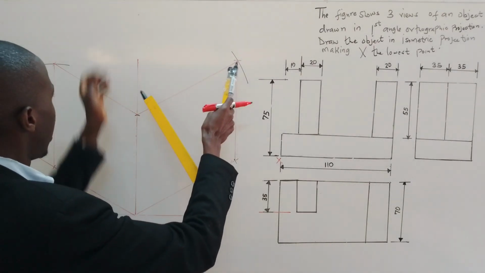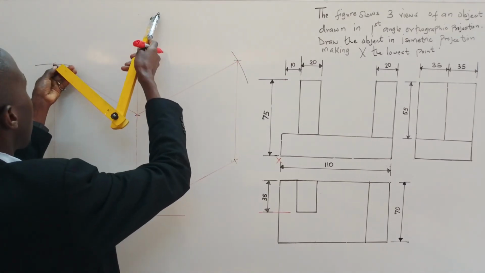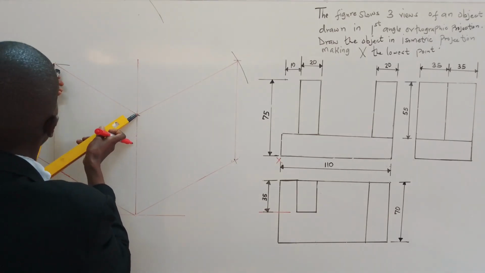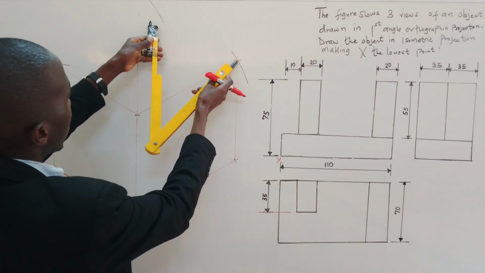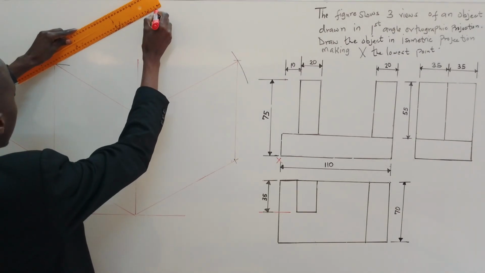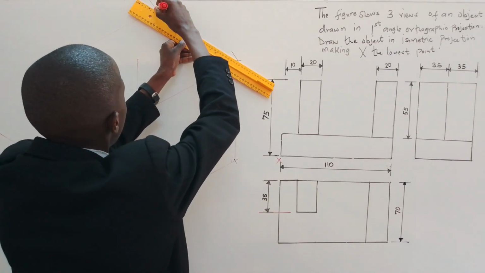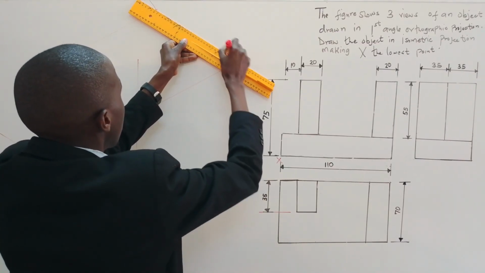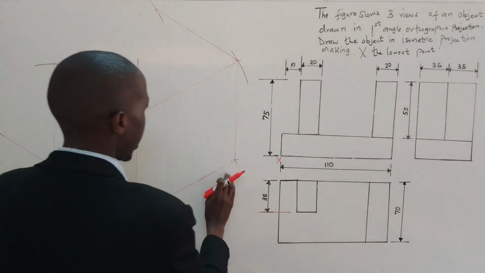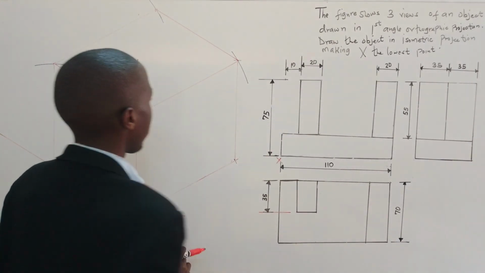So let me mark the corner. So I'll mark this corner. I'll locate this corner. So I have this side. Then I have this side. Joining it. So I've gotten that. So I have my box. This box is 110 by 70 and the height is 75.